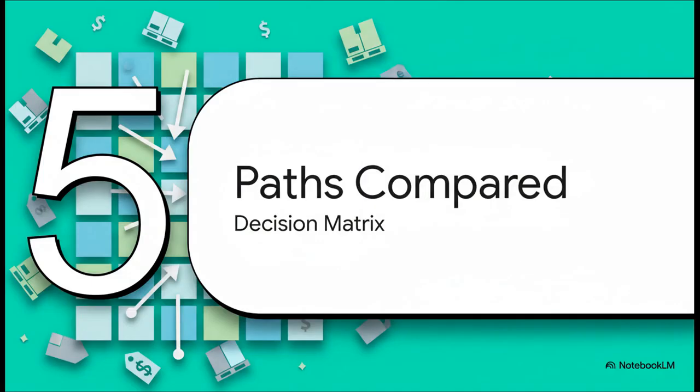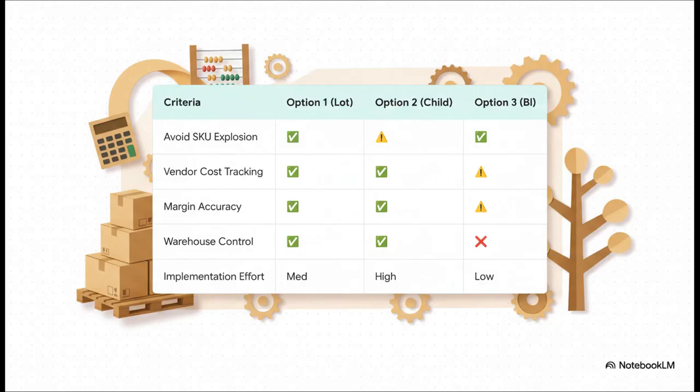Okay, so we've looked at 3 really different ways to solve this problem. Each one has its own set of pros and cons. So how do you possibly choose? Well, let's put them in the ring, side by side in a decision matrix, and see how they really stack up against each other. So looking at this, the trade-offs just pop right out at you.